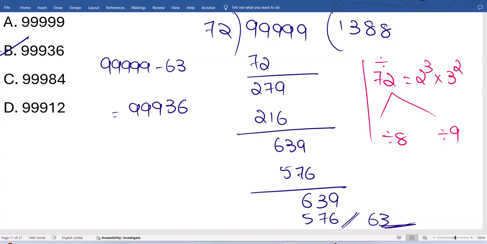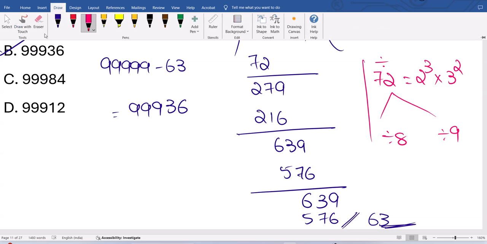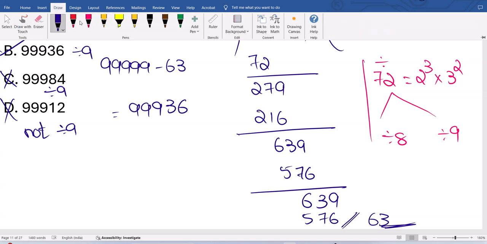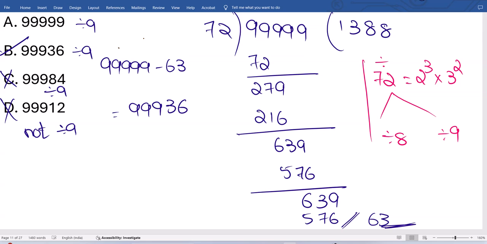Sum of digits. Now do sum of digits. This is not divided by 9. Do sum of digits. This is not divided by 9. Right. Now among options, this is divided by 9. This is divided by 9. So now two options, sir. Okay. Now go for other condition. 9, okay. Then what is the other condition?